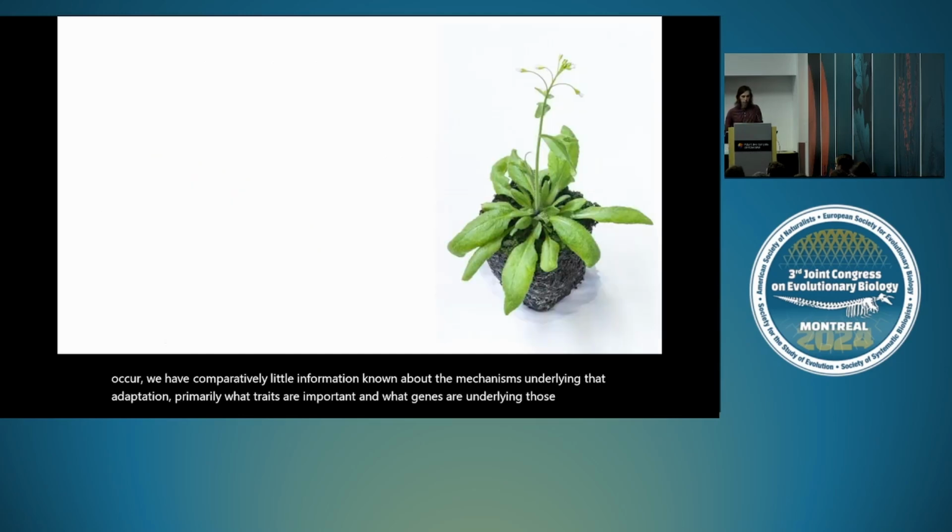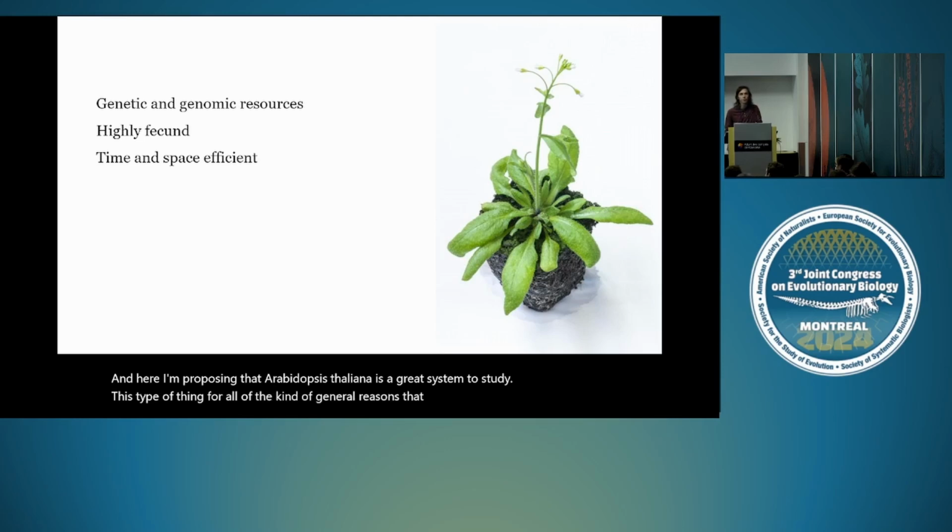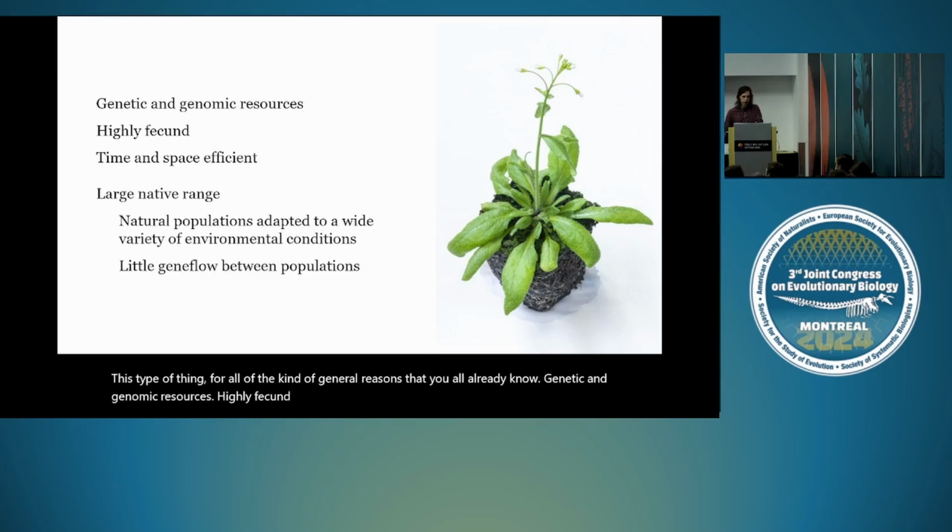And here I'm proposing that Arabidopsis thaliana is a great system to study this type of thing for all of the kind of general reasons that you all already know: genetic and genomic resources, highly fecund, time and space efficient, but more importantly for this, because of their large native range with natural populations that are adapted to a wide variety of different environmental conditions and very little gene flow between those populations.